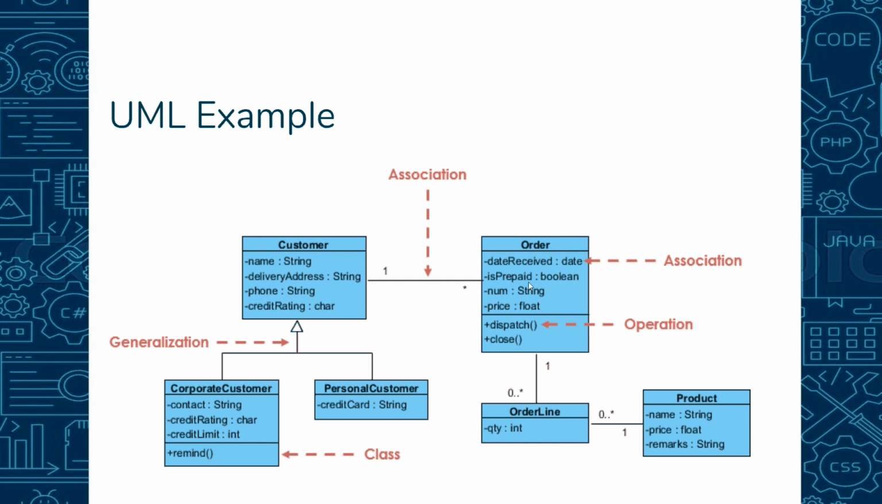Now the orders might have an order line, and we have a product here to represent what they're ordering. And these lines between each of these rectangles have different symbols on them to represent the way they relate to one another. For example, a personal customer related to a customer is different from how a customer relates to an order.